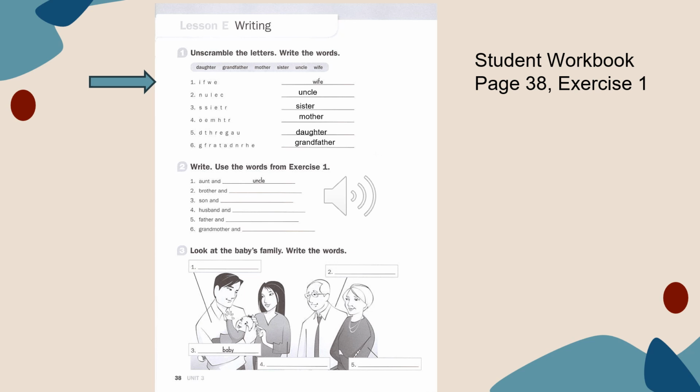Number 1, when you unscrambled it, was wife. Number 2, uncle. 3, sister. 4, mother. 5, daughter. And 6, grandfather. Okay, there are the answers.